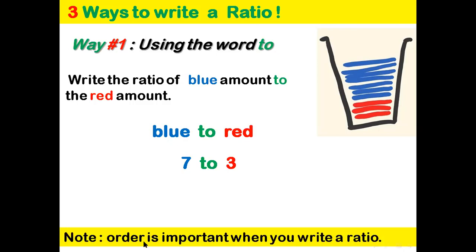Again, this is a very important note. Ordering is important when you write the ratio. It says in the question, write the ratio of blue first to red. So you start with blue, which is 7, to red, which is 3. You can't write the number 3 before the 7, which is related to blue, because the question mentioned blue first, so write the number of blue first.